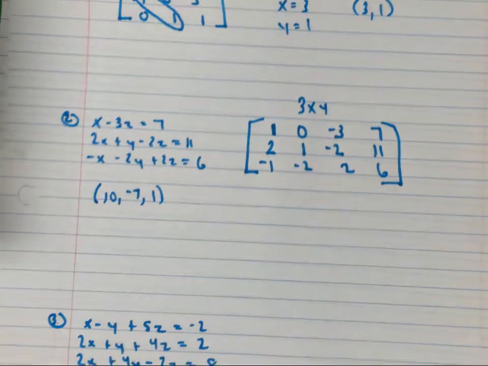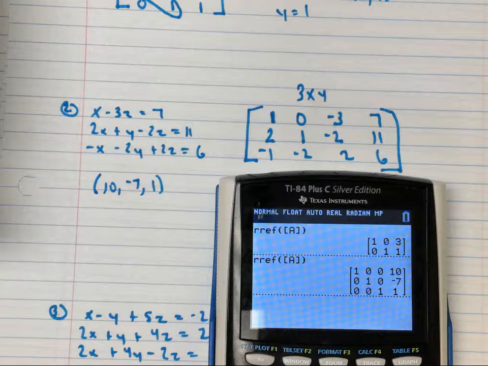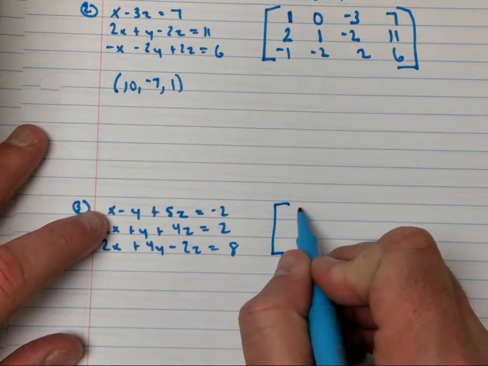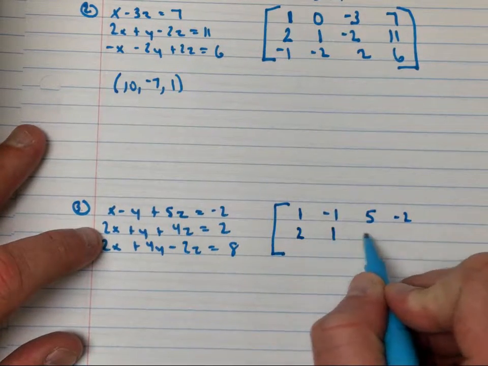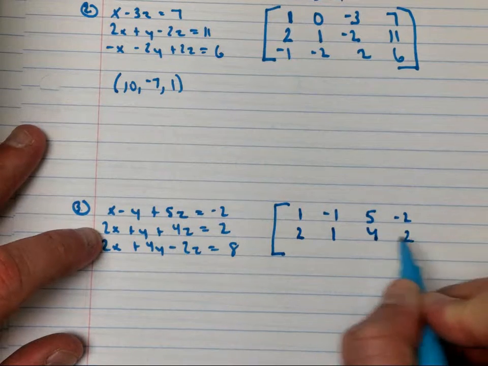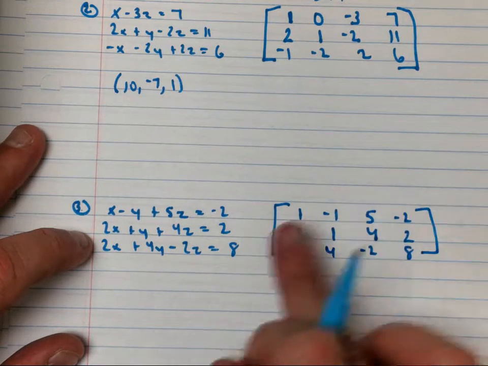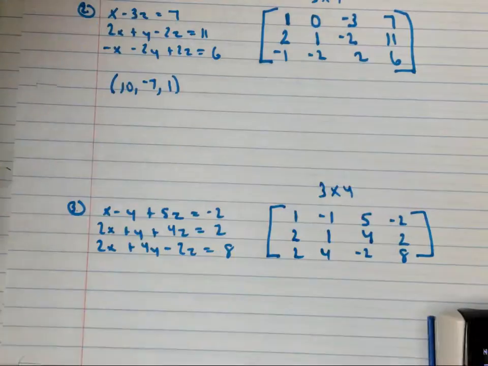Alright, let's look at number 3 and the last one. If you need to pause it, you can pause it at this point. Alright, let's talk about how we would build this matrix. 1, negative 1, 5, negative 2. 2, 1, 4, 2. 2, 4, negative 2, 8. So that is row by column of 3 by 4. Okay?